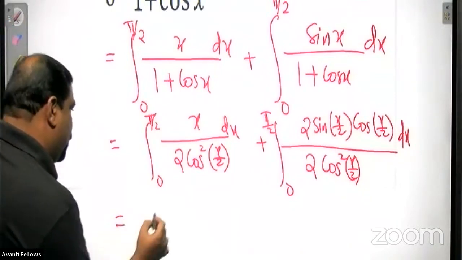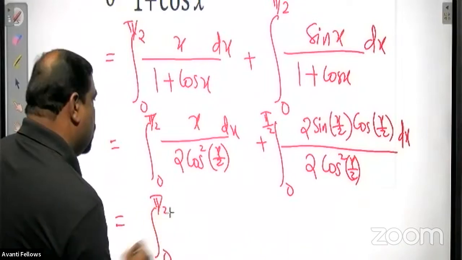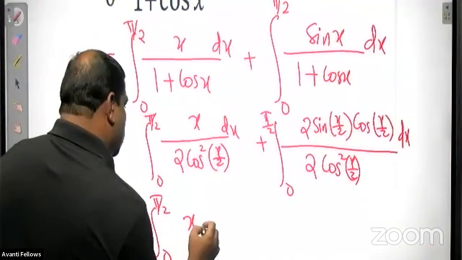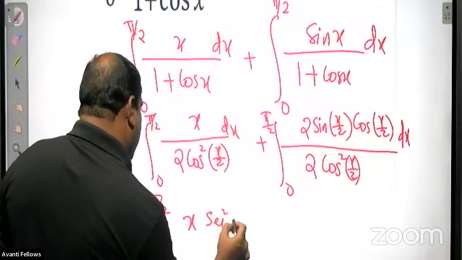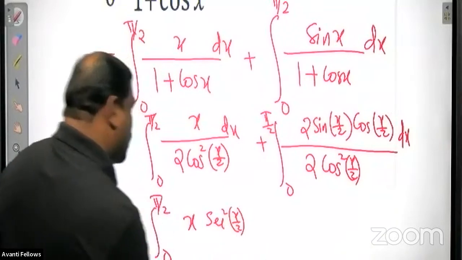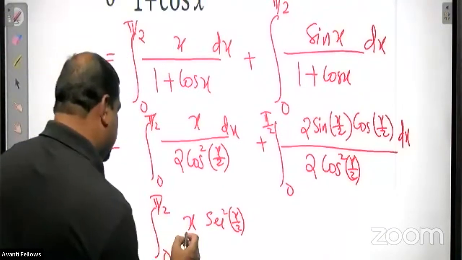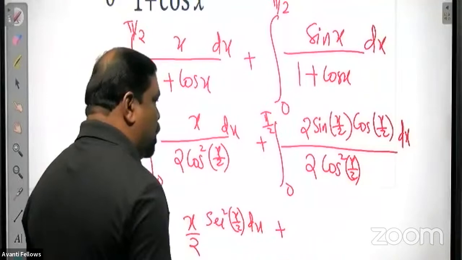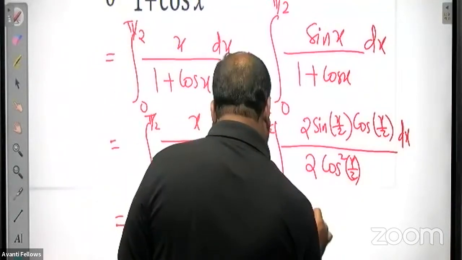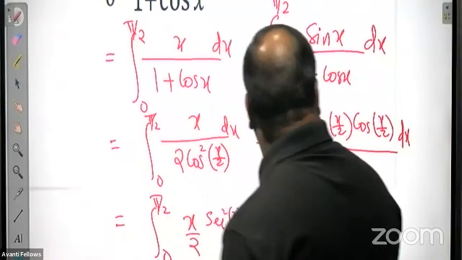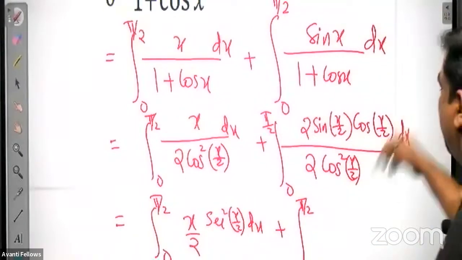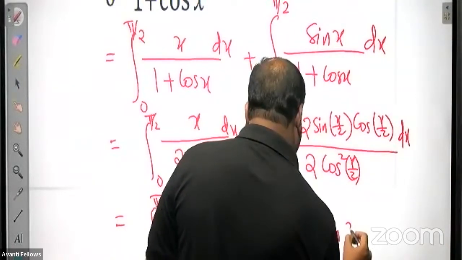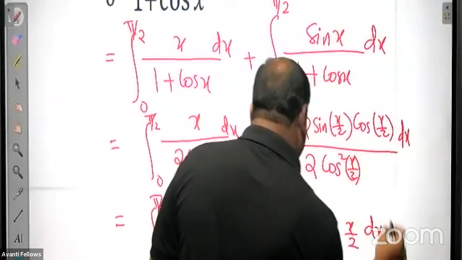So that is equal to the integral from 0 to pi by 2 of x into sec square x by 2, with the half also there, dx, plus the other part. In the second part, 2 cancels, cos x by 2 also cancels, remaining is tan x by 2. Sin x by 2 by cos x by 2 means tan x by 2 dx.